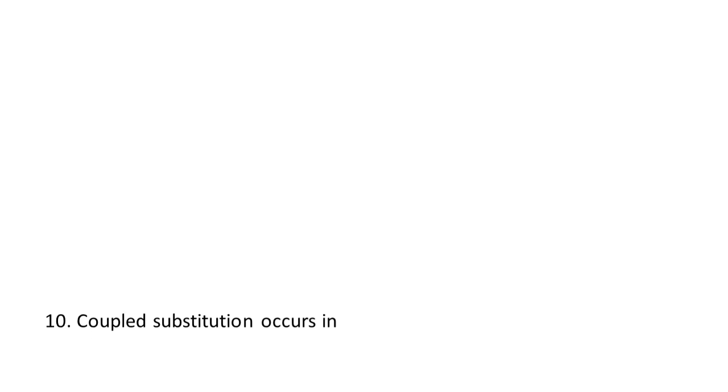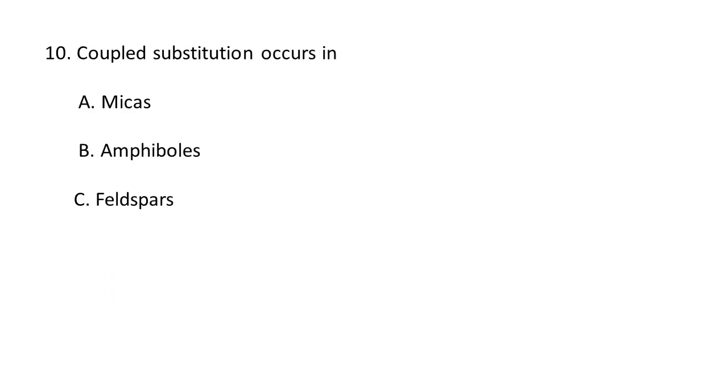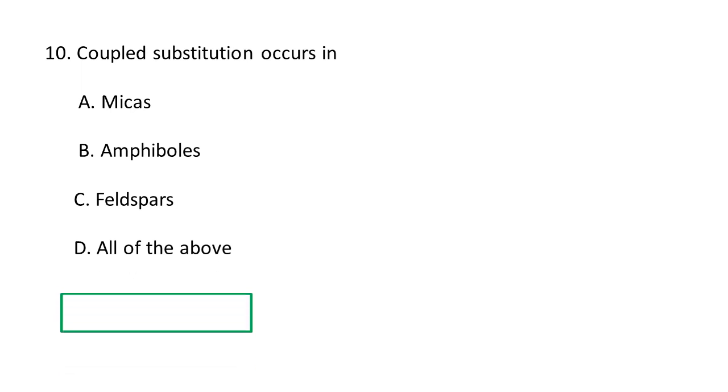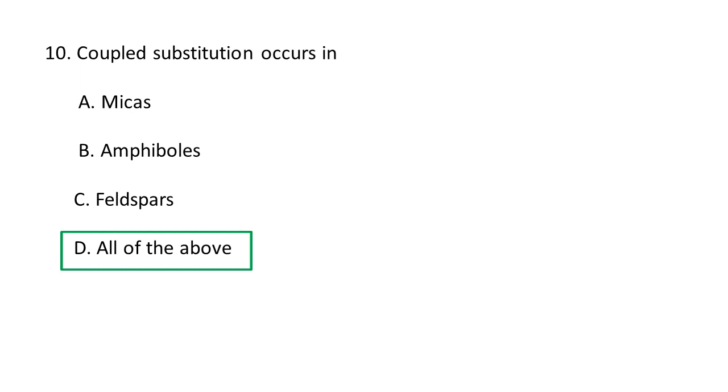Next question. Coupled substitution occurs in A. Micas, B. Amphiboles, C. Feldspars, D. All of the above. Coupled substitution occurs in all of the above, like micas, amphiboles and feldspars. Coupled substitution is a geological process that occurs when two elements simultaneously replace each other in the crystal while maintaining the overall charge. Next question.